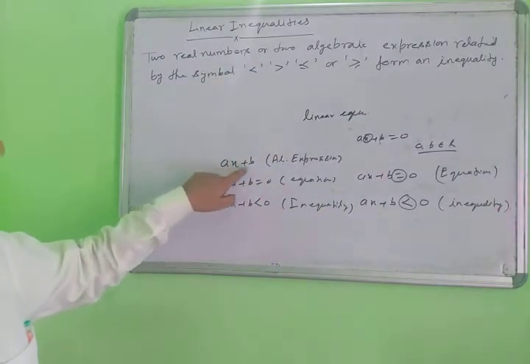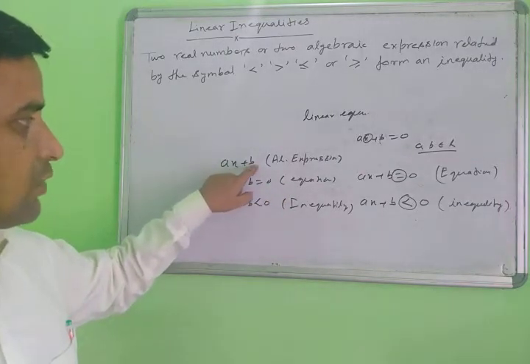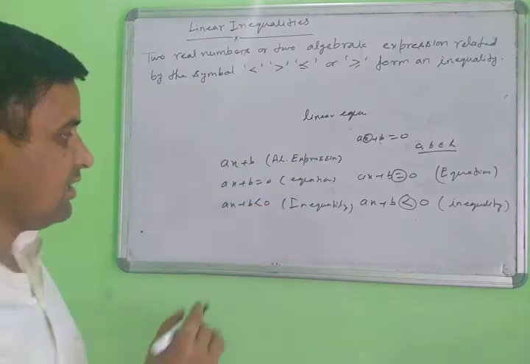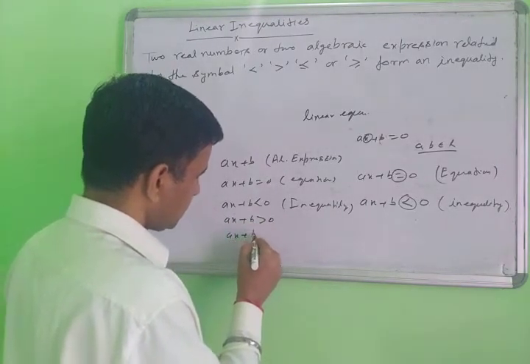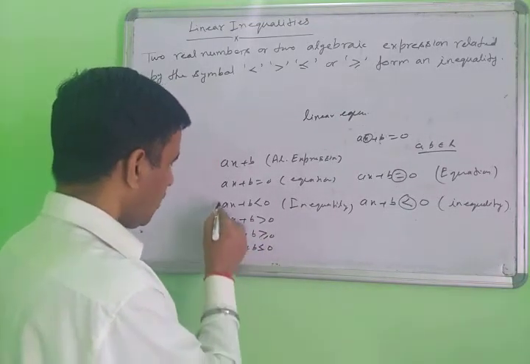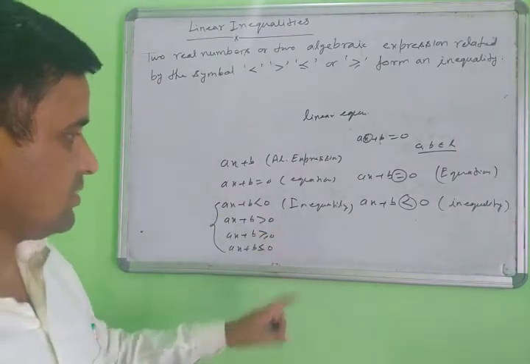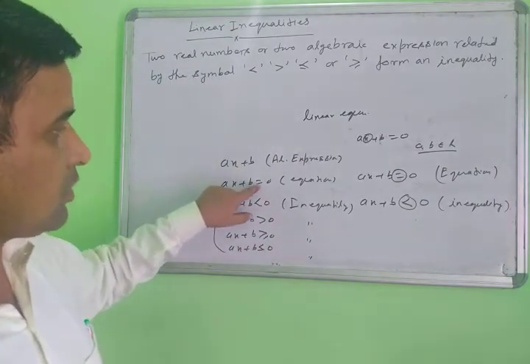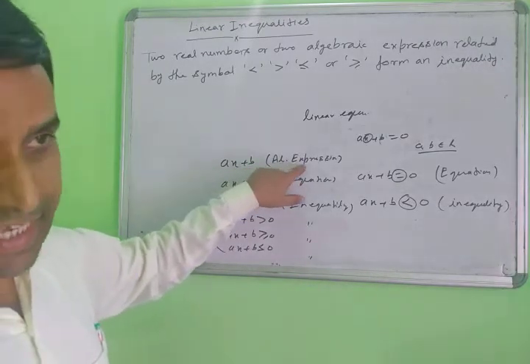The same thing: when you put 0 with an equal sign, it is an equation. If you don't put any sign, like less than or equal, then it is called an algebraic expression. When you put less than, greater than, ax plus b greater than or equal, ax plus b less than or equal, all are called inequalities. When you put an equal sign, it is an equation. If you put no sign, it is an algebraic expression.